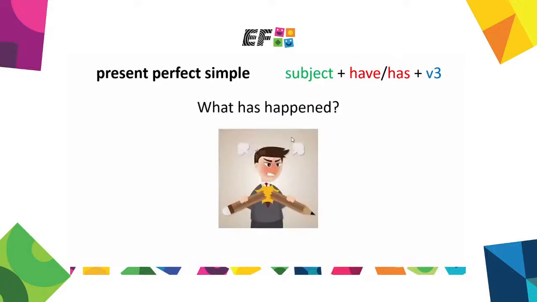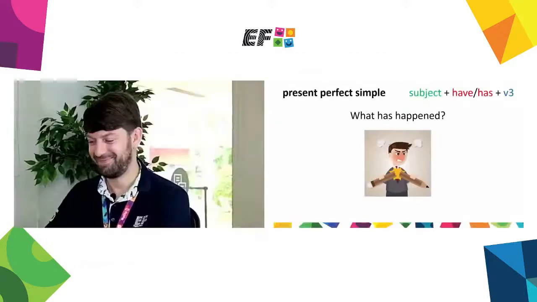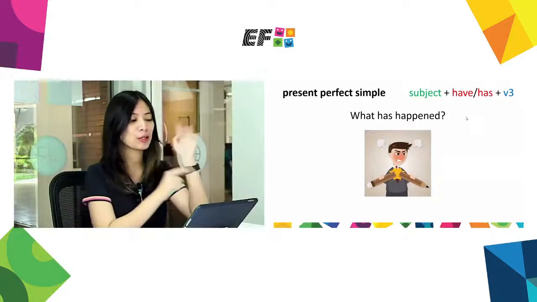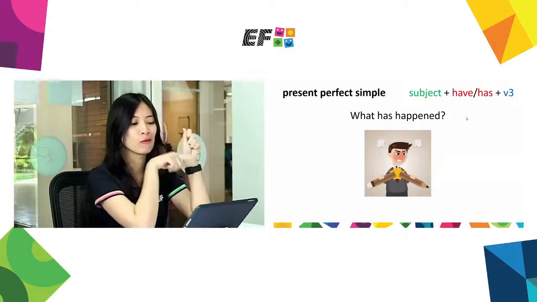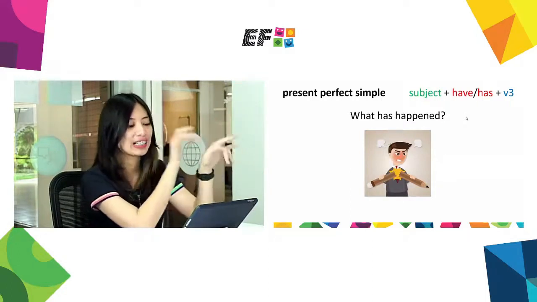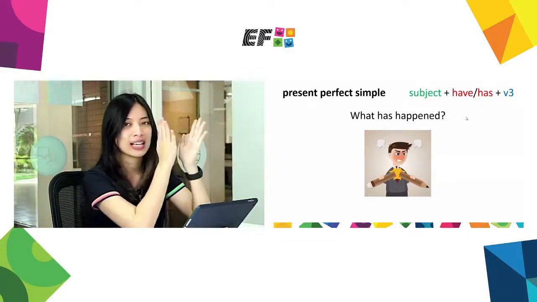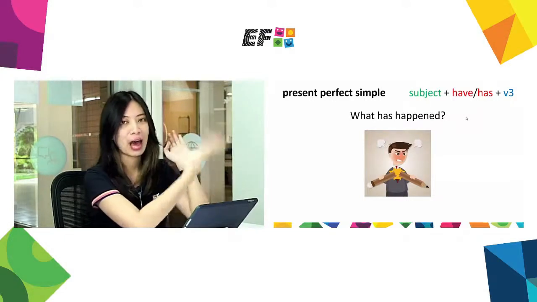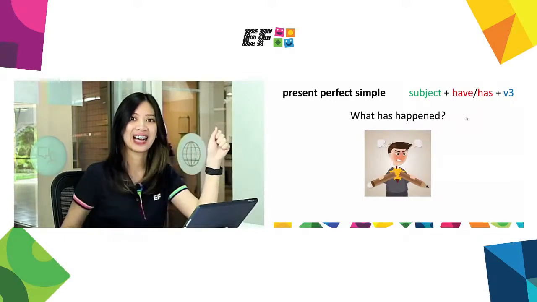Okay, so guys, now it's over to you. In the picture, what has happened? Can you make a sentence in the chat box? Yes. Teman-teman, coba bikin kalimat di chat box pakai rumusnya present perfect simple. Rumusnya udah ada di atas tuh. Yang warna hijau, merah, dan biru. Tinggal disusun aja gimana hasilnya. Coba ketik di chat box dari pertanyaan what has happened. Gambar yang ada di layar.